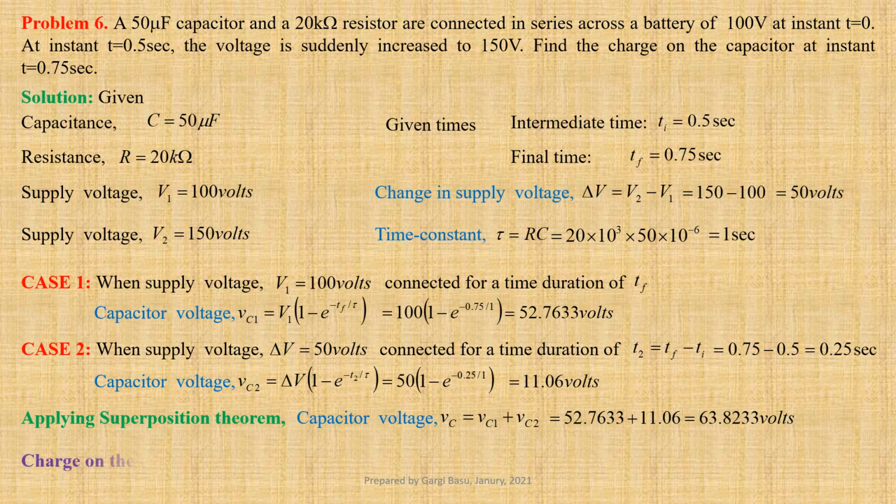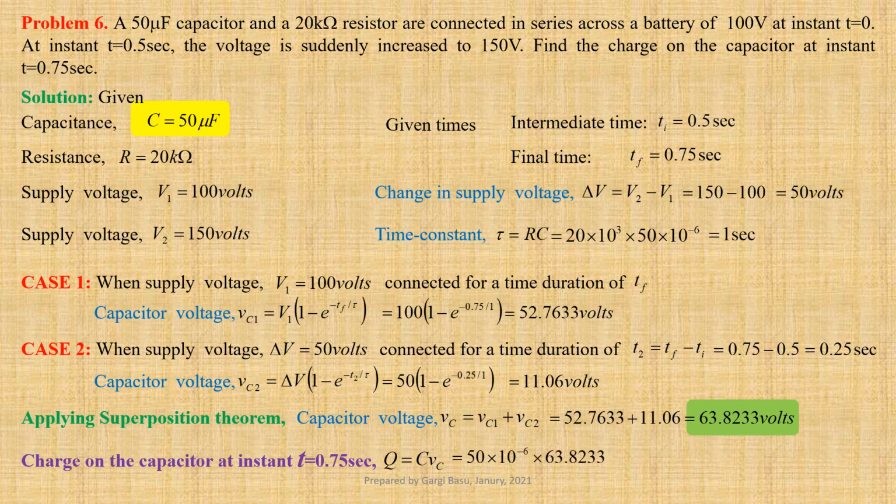Charge on the capacitor at instant t equals 0.75 second, Q equals C times Vc, that is equal to 50 into 10 to the power minus 6 into 63.8233, that gives us 3191.15 into 10 to the power minus 6 coulomb. Now let us solve this problem using alternative method.